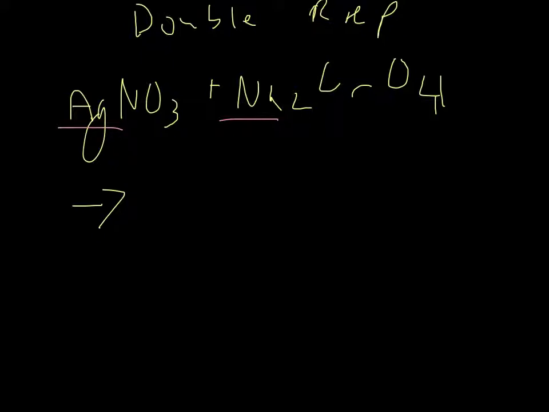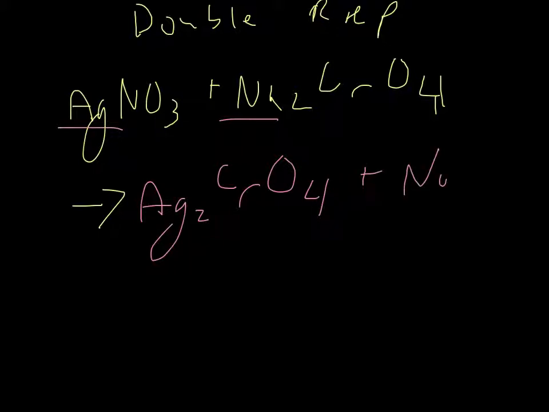So this is going to make silver chromate plus sodium nitrate. Well, where's the second silver come from? Now we have to balance this, right? Well, there's only one silver here. Well, that means there needs to be two silver here, and then there's two silver. That makes these two work, because one silver times two makes two silver.